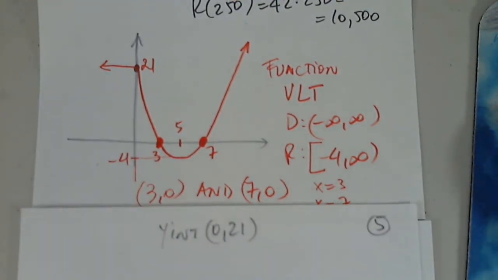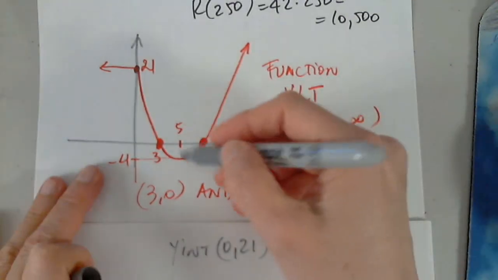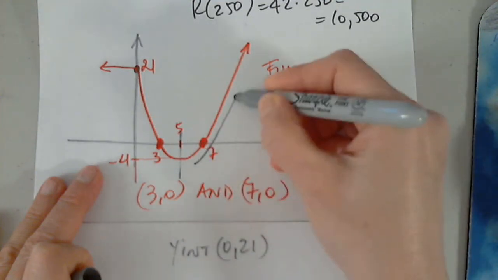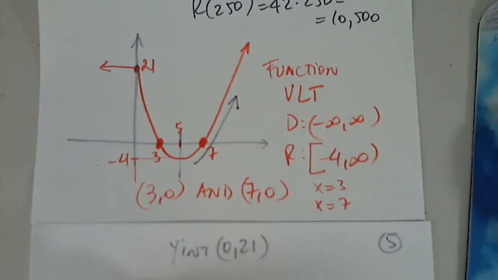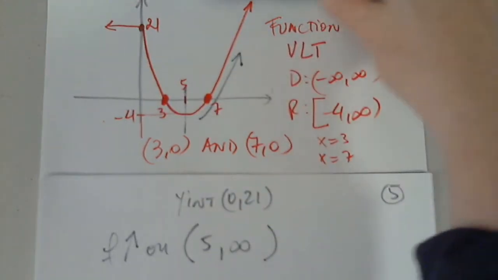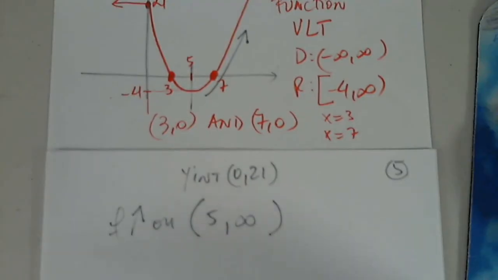Okay. Then the intervals on which the function is increasing. So obviously between this and infinity, I see the function is increasing. So f is increasing on the open interval from 5 to infinity. Not from which y value till which y value, but from which x value till which x value the trend is increasing.